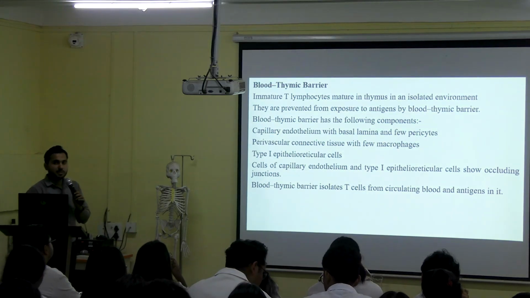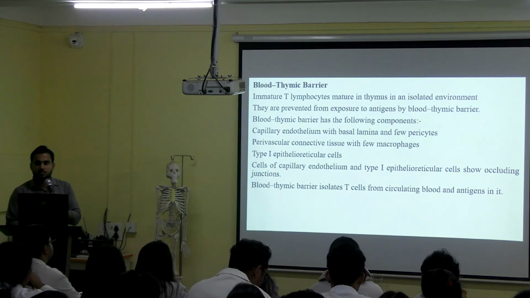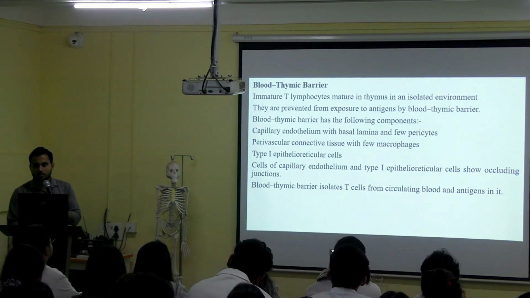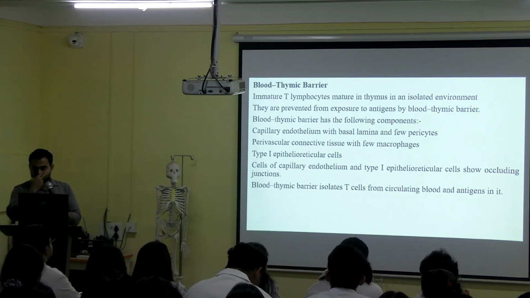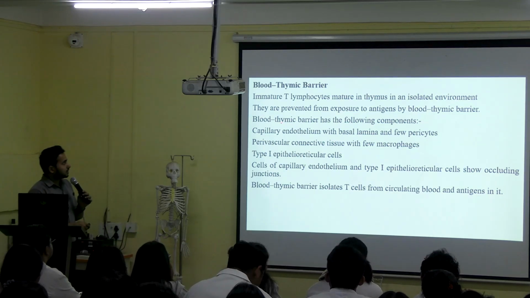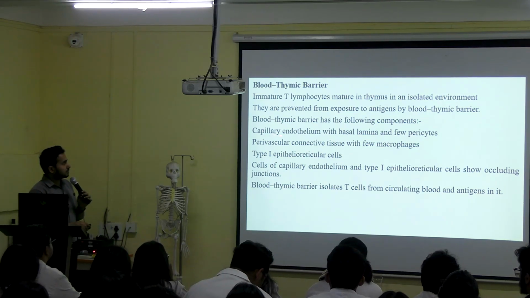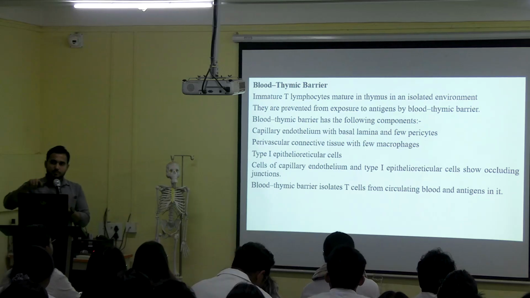Next is the blood-thymic barrier. In the beginning I mentioned that the thymus is a primary lymphoid organ. That's why a barrier will be there. The barrier protects it from getting exposed to antigen. Now how is the barrier formed? The blood-thymic barrier has the following components. So always keep that in mind.